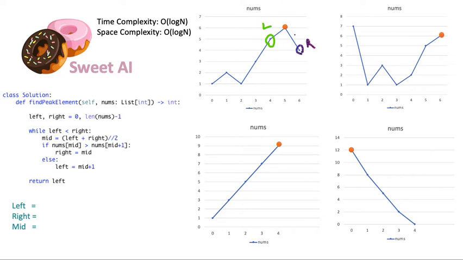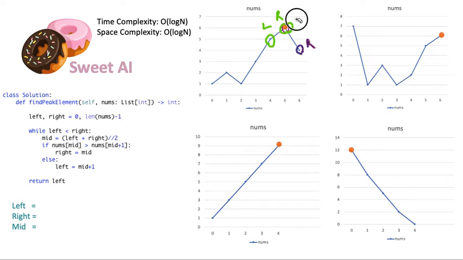Then we are going to find the middle again, and this is going to be the middle, and we check the middle and middle plus 1, which is going to be 5 and this is 4, and 5 is bigger than 4, and because it's bigger, we are going to update the right pointer. So the right pointer is going to be updated to the middle.